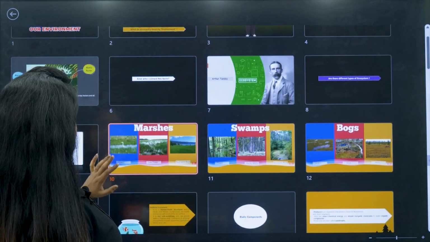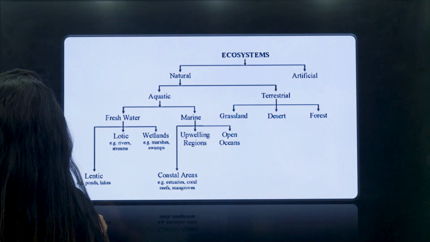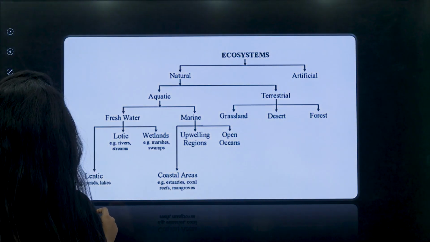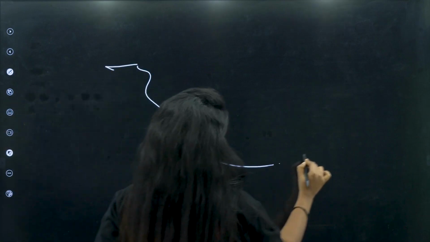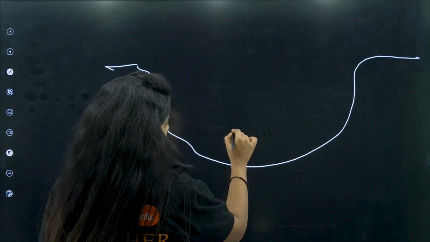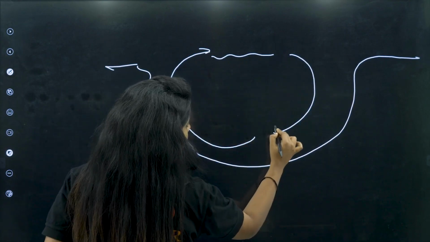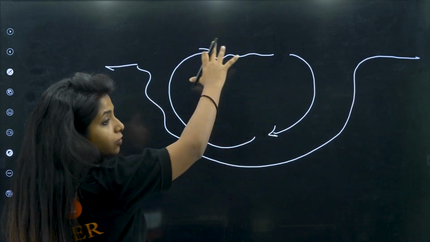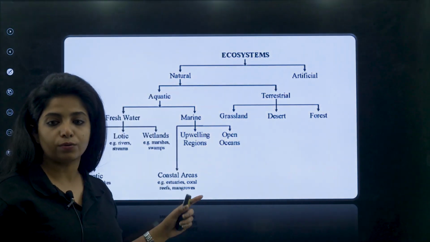So over here, where is this? Upwelling region, it looks somewhat like this, I'll tell you. Yeah, suppose this is the water body. The water from here is going to come up, and the water which is already there is going to come down. So this region that is being formed is known as upwelling region. That is also a part of marine ecosystem.